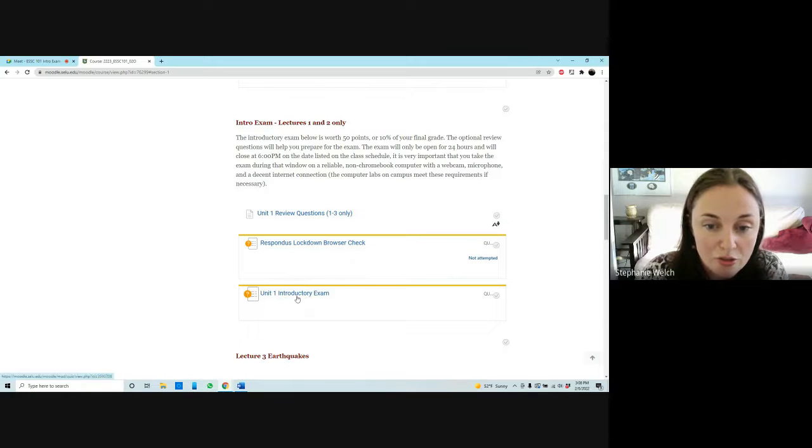And then you have the actual exam itself, the review questions that we're going to go over, and then this lockdown browser check. If you've done a bunch of these before and you're pretty confident you've got the Respondus browser already set up on your computer, and everything's good, then you don't necessarily need to do this. But if you've never done one of these exams before, it makes it a lot easier if you set up everything in advance, because at least then you know that the tech aspect of taking the exam is already done and you can just concentrate on getting the right answers.